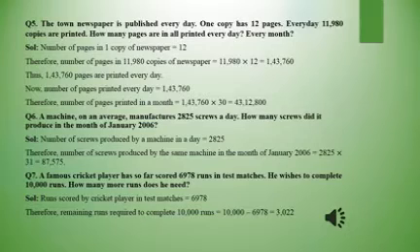What do we do? We simply subtract the number of runs which he has already made from 10,000. That is equal to 3,022. So the cricket player requires 3,022 runs in order to complete his target of making 10,000 runs.